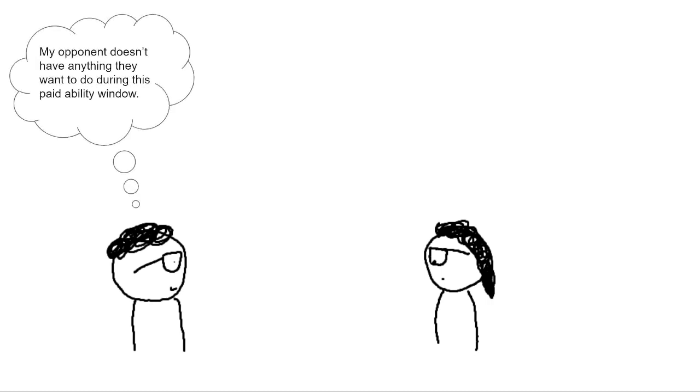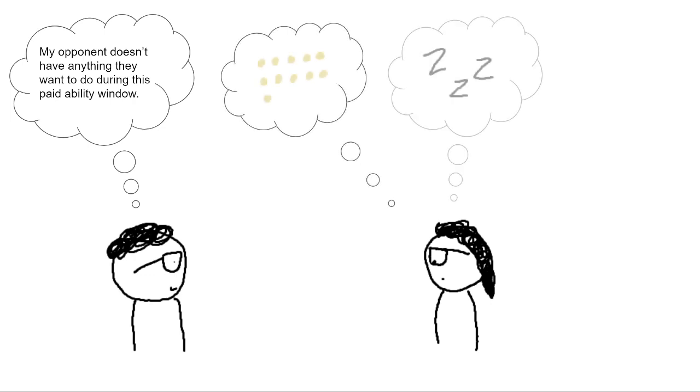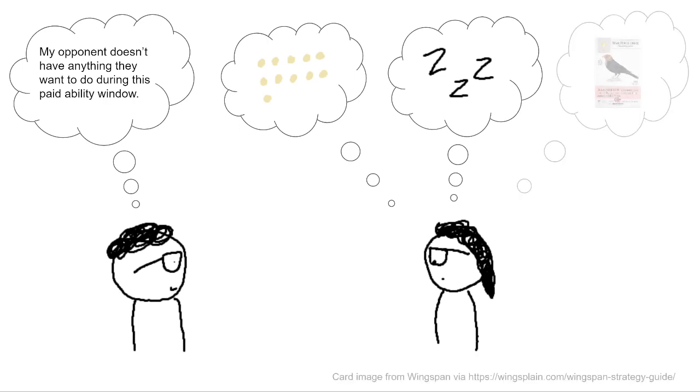Now, let's say you're a Netrunner player using the sick technique of waiting, and you wait your 5 seconds, and you think, my opponent doesn't have anything they want to do during this paid ability window. But what if your opponent is actually counting their credits? Or taking a little nap? Or thinking about other card games?